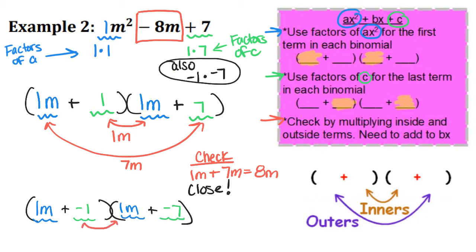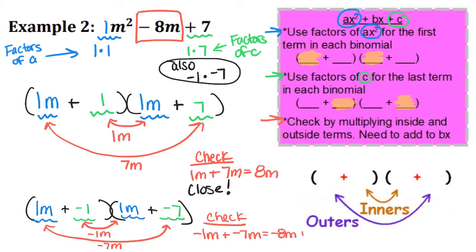So this time on the insides, I have a negative 1m. And on the outside, I'm going to have negative 7m. So when we check, negative 1m added with negative 7m gives us that negative 8m that we were looking for.